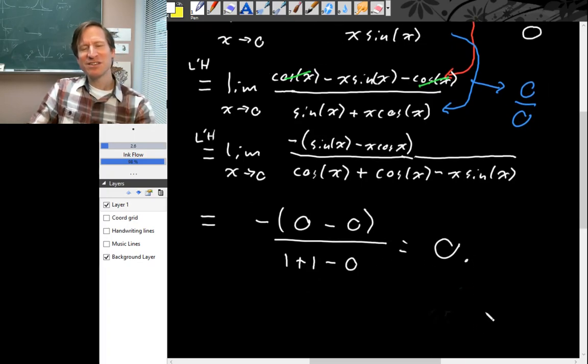I should mention that there's no guarantee that if you keep getting indeterminate forms, using L'Hopital's rule over and over again will always give you a result at some point. It's possible that you just keep getting indeterminate forms forever. But in most situations, using L'Hopital's rule a few times will give you a value for your limit.